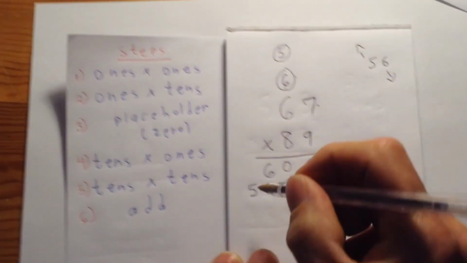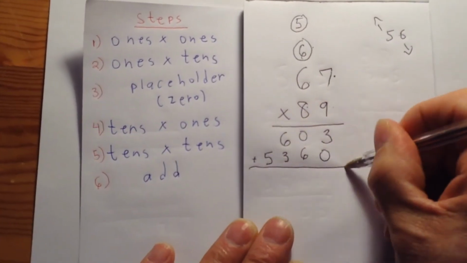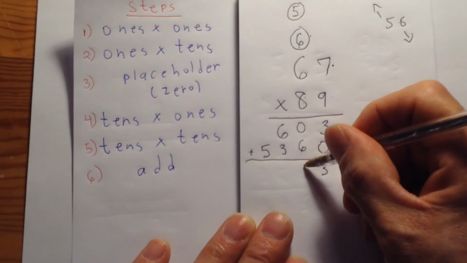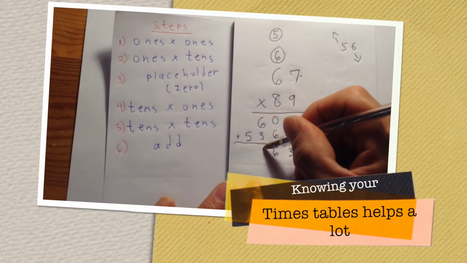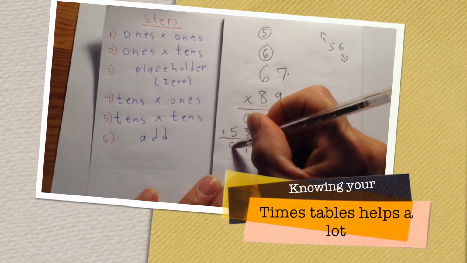Final step is to add them up. 3, 6, 900s, and 5 in the thousands.